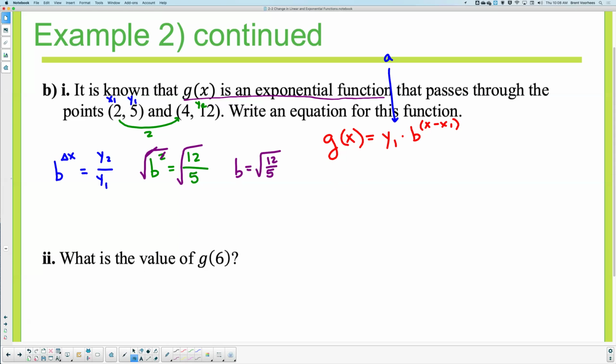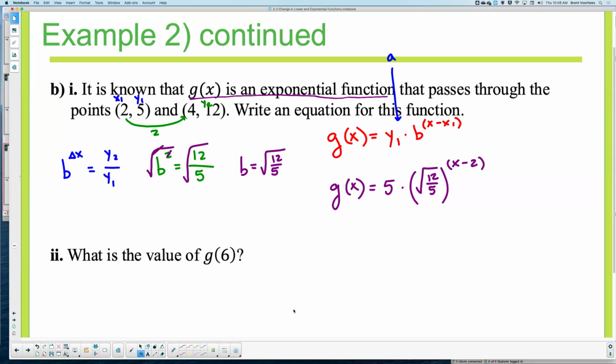So the equation we're going to plug in our calculator. So we're going to say g of x equals, what's our y1 or our a value? 5. There you go. 5 times. Now the calculator is going to do a parenthesis, so I'll go ahead and add a parenthesis here. Square root of 12 over 5 raised to the power of x minus 2. Very good. The reason I put a parenthesis there is when we press enter in the calculator, it'll put a parenthesis there. So I'm going to go ahead and just leave it since that's how they're going to make it be.